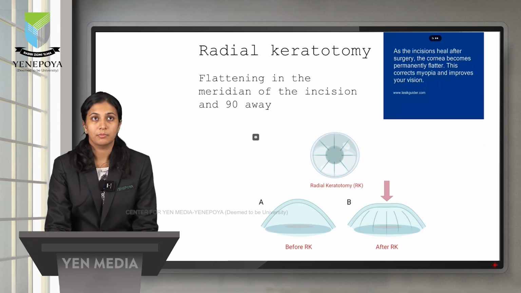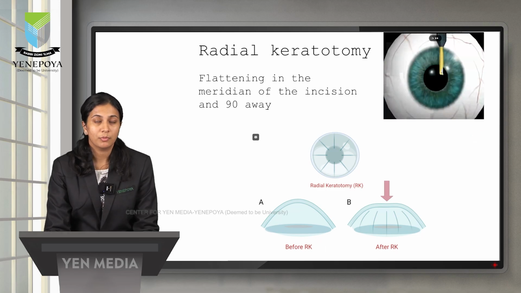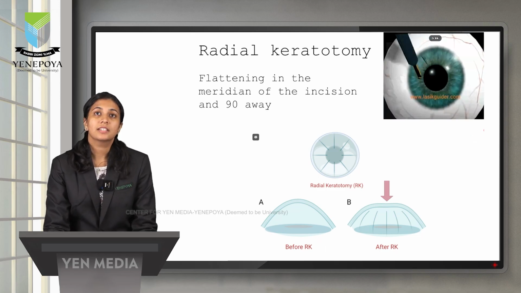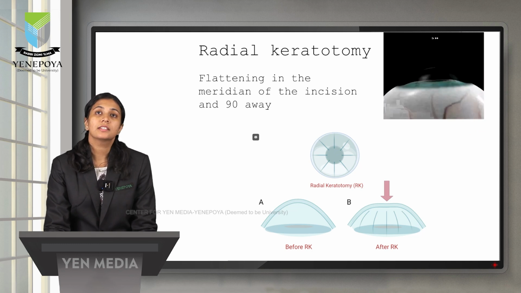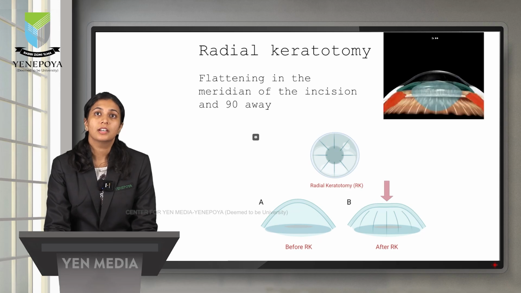Coming to radial keratotomy, here, as I had explained before, there is flattening in the meridian of the incision and 90 degrees away. This is a video taken from AAO. In this, radial incisions are made, and in cross section you can see that there is flattening in the center part of the cornea. So what happens is that the refractive power of the cornea is being shifted from the center part of the cornea to the peripheral part.